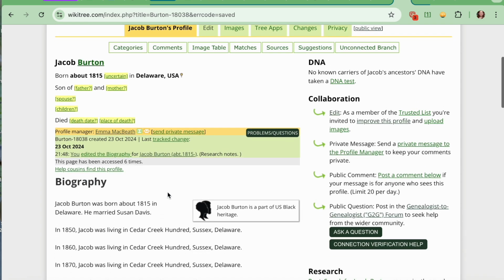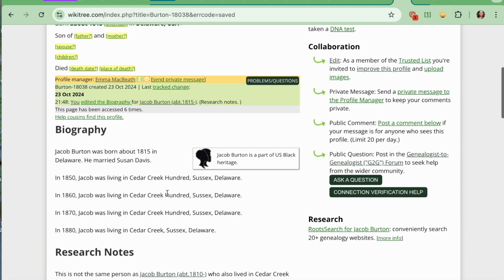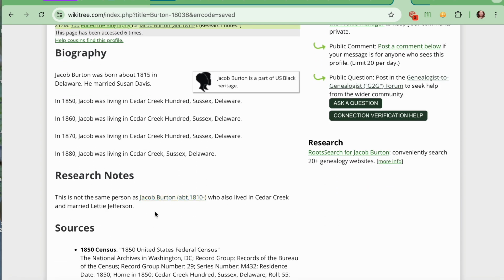I haven't added his wife and family yet because it took me a while to sort them out. And in the notes, I made sure to put that these are not the same people so no one confuses them the way I did. But you could see how easy it is to confuse two people with each other and use their records.